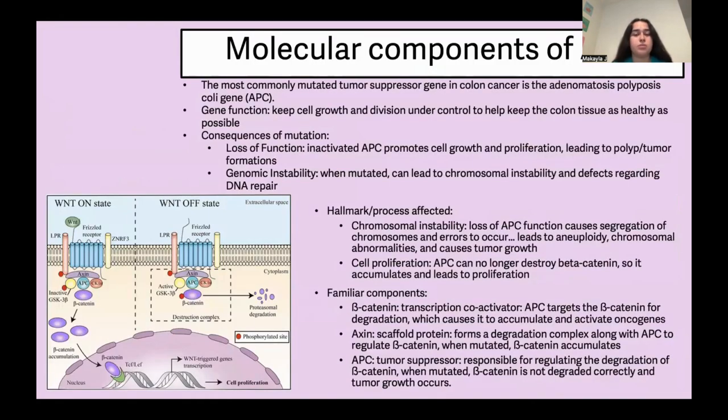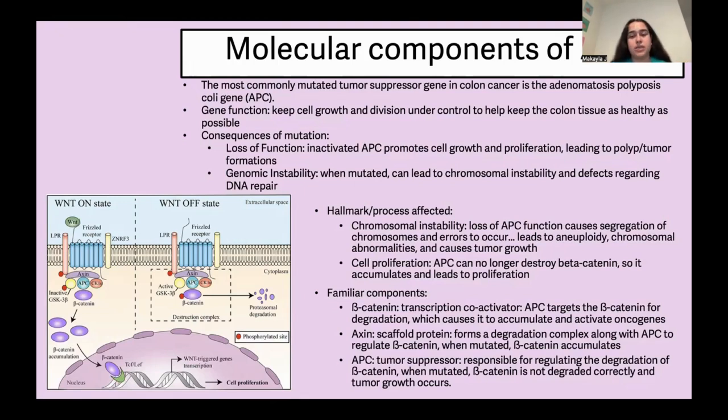The most common tumor suppressor gene in colon cancer is the adenomatosis polyposis coli gene, also known as APC. This gene is meant to help keep cell growth and division in control, as well as maintain normal tissue architecture in the colon. In colon cancer, when the APC gene is mutated, it can lead to activation of the WNT pathway, and this is due to beta-catenin accumulating because the beta-catenin is not being degraded. And it causes the WNT pathway to activate, which leads to excessive cell growth and division to occur.